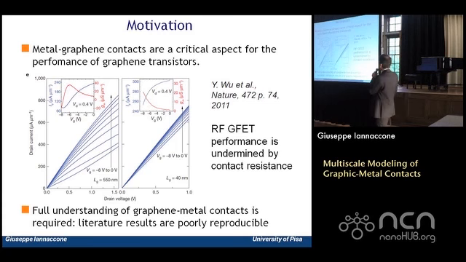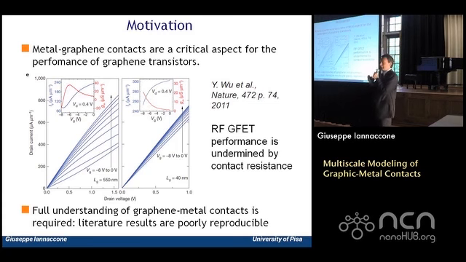Well, metal graphene contacts are a critical aspect for the performance of graphene transistors. You see this picture here. It shows the output characteristics of a graphene FET, fabricated recently at IBM. These output characteristics are very poor, actually, and the reason is that the series resistance of the contacts is too high. And this undermines, of course, both the achievable voltage gain of the device and, for example, the high frequency performance, the Fmax in particular.